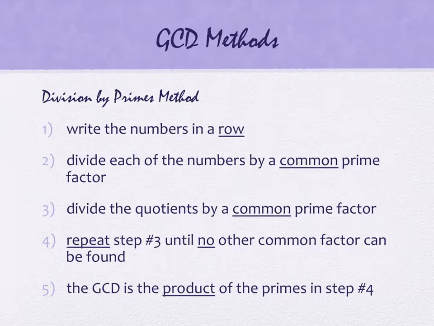This is called division by primes. What we're going to do is write the numbers in a row. We're going to divide each number by a common prime factor. And then we're going to repeat. You know, like on the shampoo bottle where it says rinse, wash, repeat, or wash, rinse, repeat, whatever. We're going to repeat that process until we have no other common factors. And then the GCD is the product of the primes. It feels a little bit like what we're doing with the other method, but it actually is a quicker way to do it, which is why I like it. Quicker is good, right?